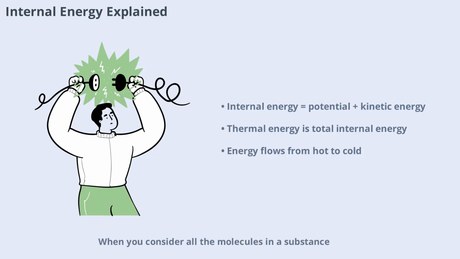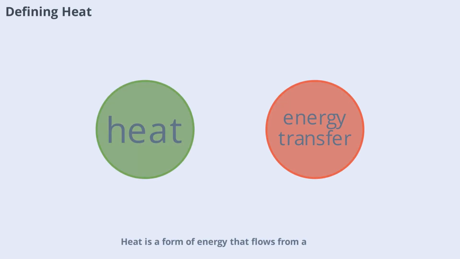When you consider all the molecules in a substance, their combined internal energy is referred to as the substance's thermal energy. This energy determines how hot or cold an object feels. For example, a hot object has more internal energy than a cold one of the same kind. When two objects at different temperatures come into contact, energy naturally flows from the hotter object to the colder one until equilibrium is reached.